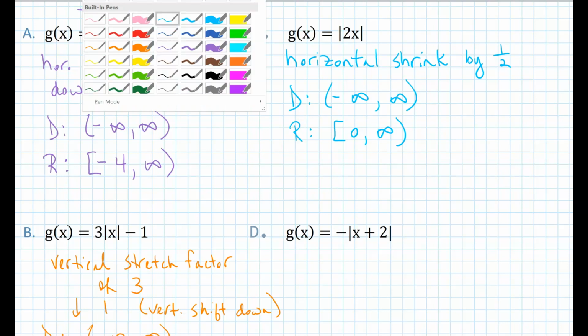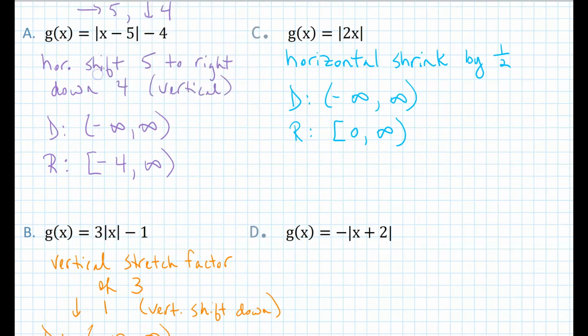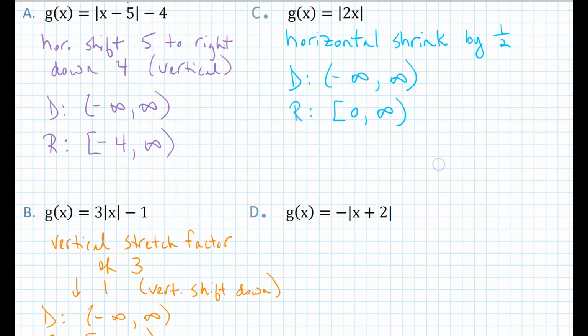All right, let's look at D. Ready to look at D? Yes. Okay, so we've got a negative on the outside, and then the absolute value of x plus 2 on the inside. So what do we do first? Reflection in the x-axis. Hold on, what happens first? Inside first. So to the left 2, and then you do the reflection.